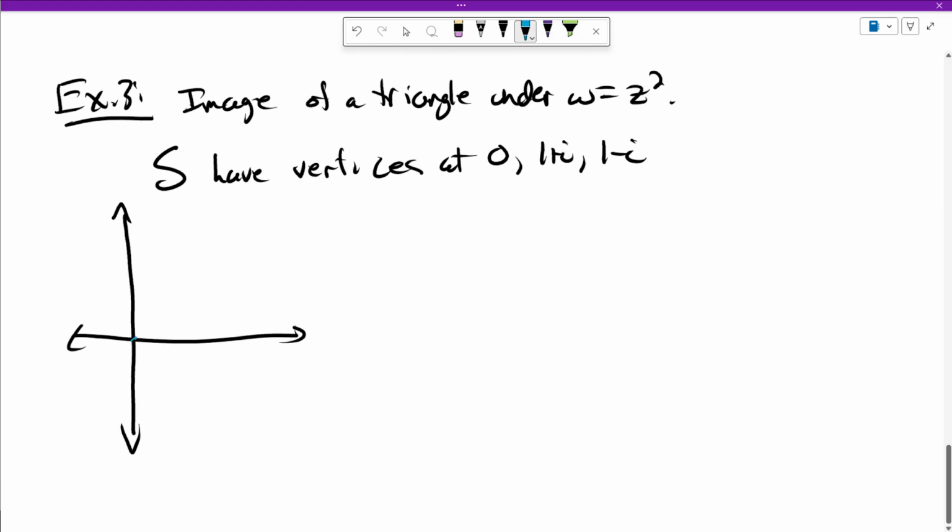So here we have 0, and then we have to go up 1 and down 1. So 1 plus i, 1 minus i. So we have this equilateral triangle here. This is S. Now S, if we take a moment and we think about it, S is made out of line segments. The modulus of these sort of diagonal line segments is root 2. That'll be important here in a second. And then we have a vertical line segment.